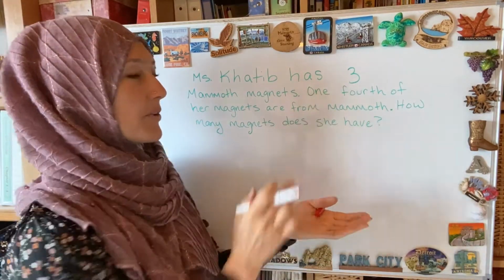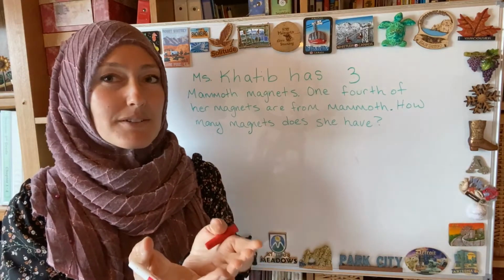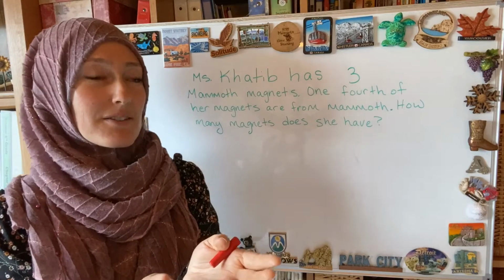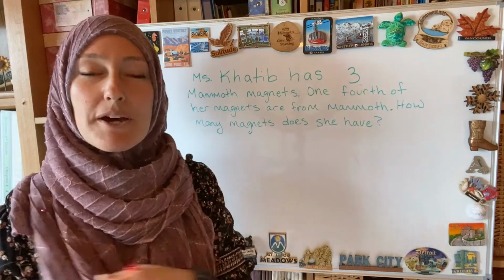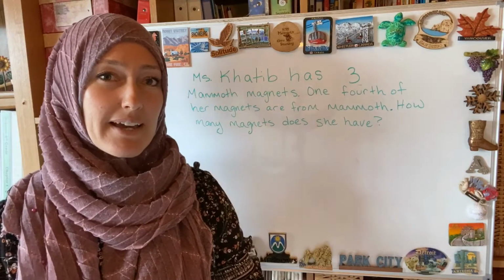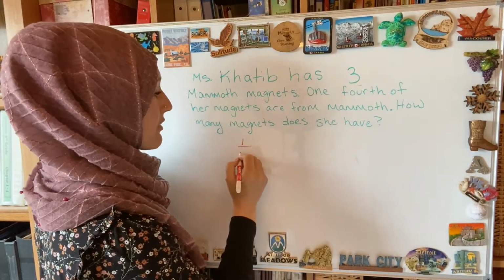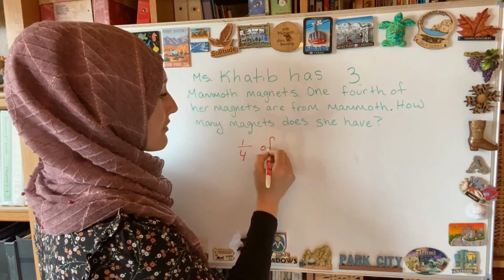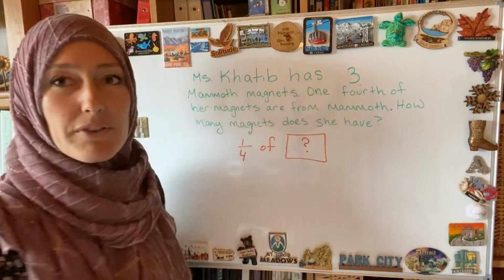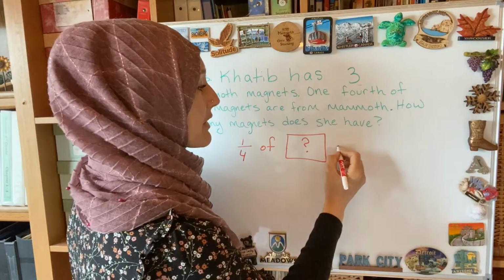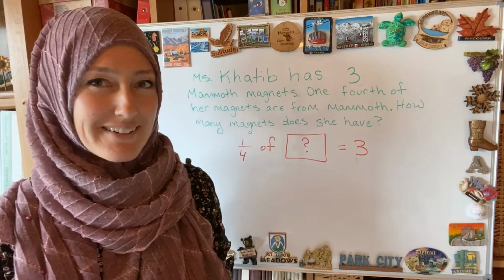This 1/4 is the same item. It's still talking about the mammoth magnet. So this is the part, and this is also the part. So how do I use that to find out how many I have altogether? Well, from the last lesson, we should know that if we have 1/4 of, and we don't know that whole amount, but we do know that 1/4 is going to equal 3 magnets.